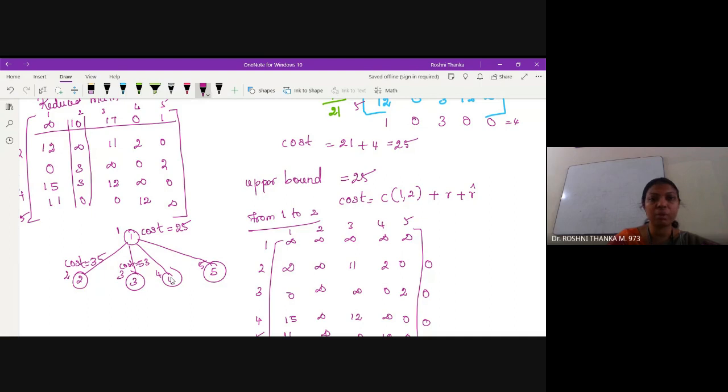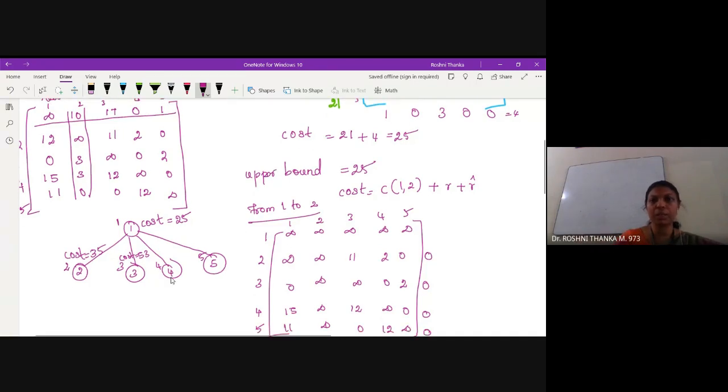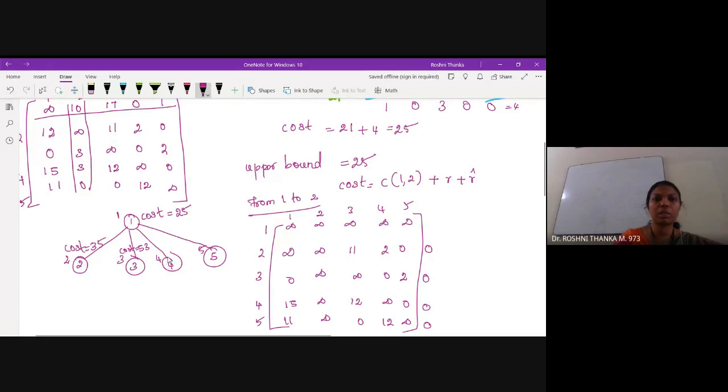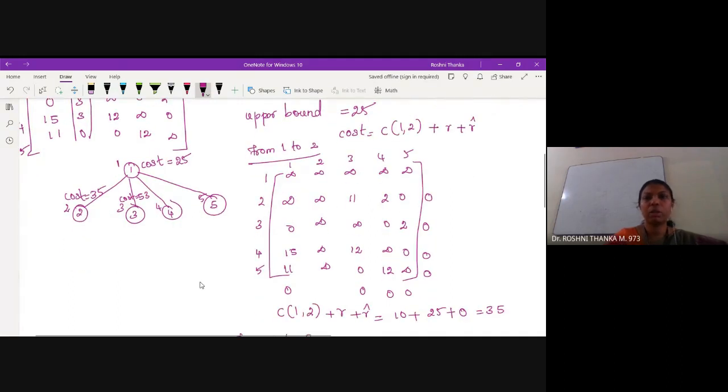After doing this, we will be reducing the matrix. First we will do row wise, then column wise, and then using the same formula, which means the cost of 1 comma 4 plus its root node cost plus the currently updated matrix cost, you will get the cost of this. Similarly with the others. After finding the cost, out of all of these, we have to proceed with the one that has the minimum cost. We won't proceed in all the ways.